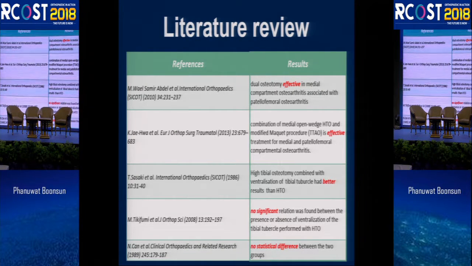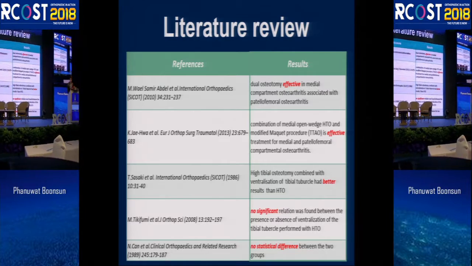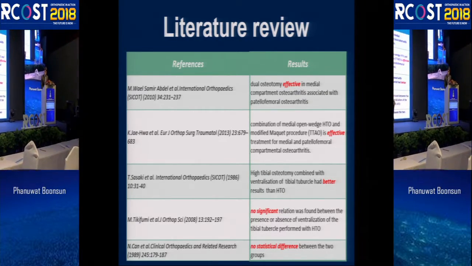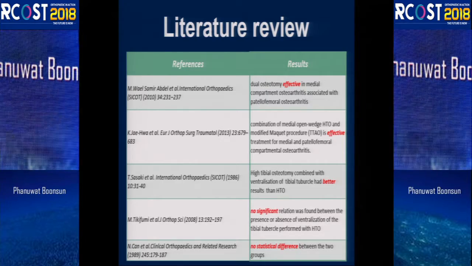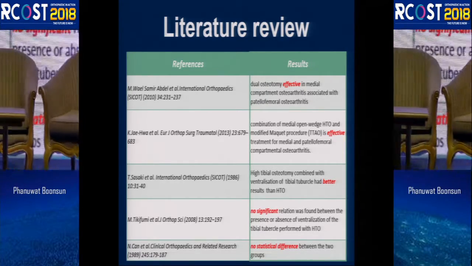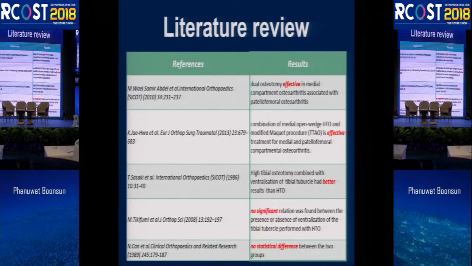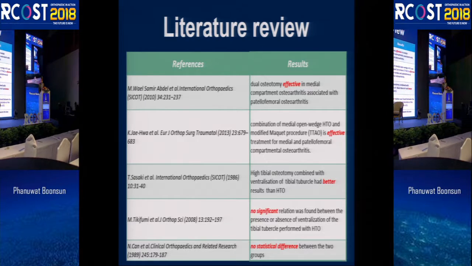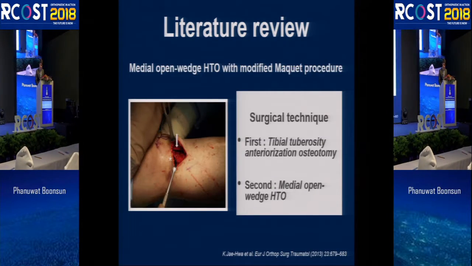Much of the literature tries to figure out techniques to solve the problem of high tibial osteotomy in patients with patellofemoral osteoarthritis, but no standard technique exists. This table compiles studies of high tibial osteotomy with many techniques and their results in decreasing patellofemoral contact pressure, and both significant and non-significant differences were found.